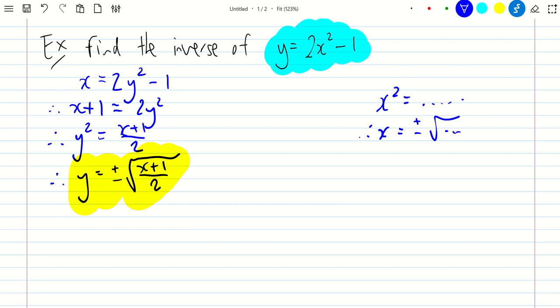Let's just quickly sketch to see what this thing looks like, first of all. Okay, so y equals 2x squared minus 1. What does that look like? Well, 2x squared is the original graph of x squared, but just with a dilation factor 2, and then it drops down by 1. So it comes down to -1, and it looks a bit like that.